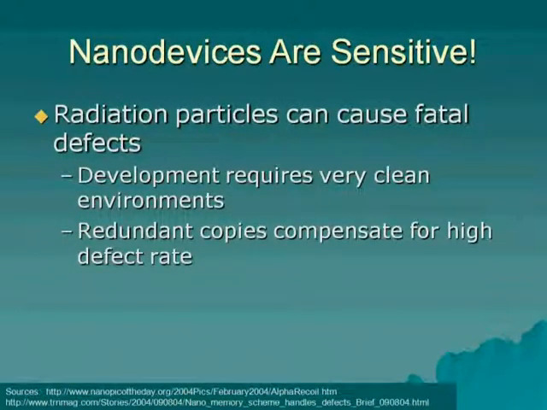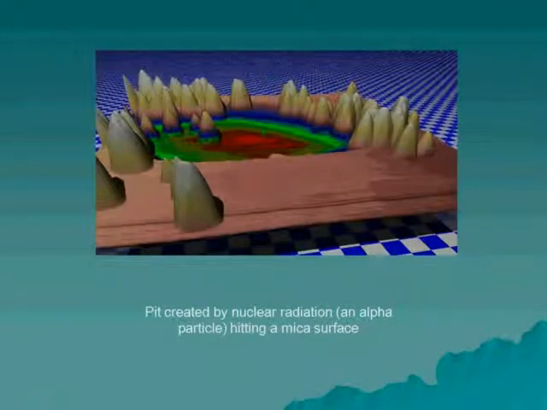Now some disadvantages of nanotechnology. Because nano devices are sensitive, radiation particles can cause fatal defects, and it requires a very clean environment. A pit created by nuclear radiation hitting a mica surface.